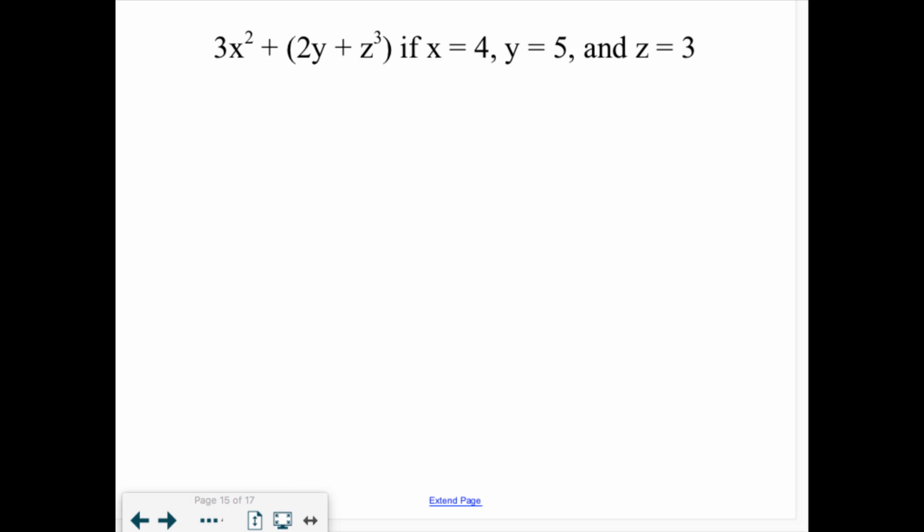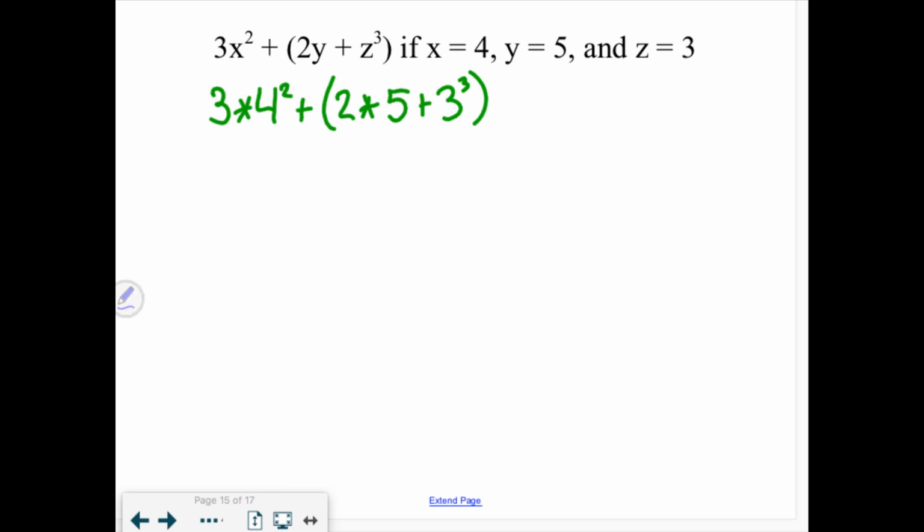The other type of equations that we have are ones that involve variables. We can still solve these by plugging in the information that we are given into the place of the variable. So wherever you see an x, you're going to plug in 4. Wherever you see a y, you're going to plug in 5. And wherever you see a z, you're going to plug in 3. So once I do that, I get 3 times 4 to the 2nd power plus, in parentheses, 2 times 5 plus 3 to the 3rd power.